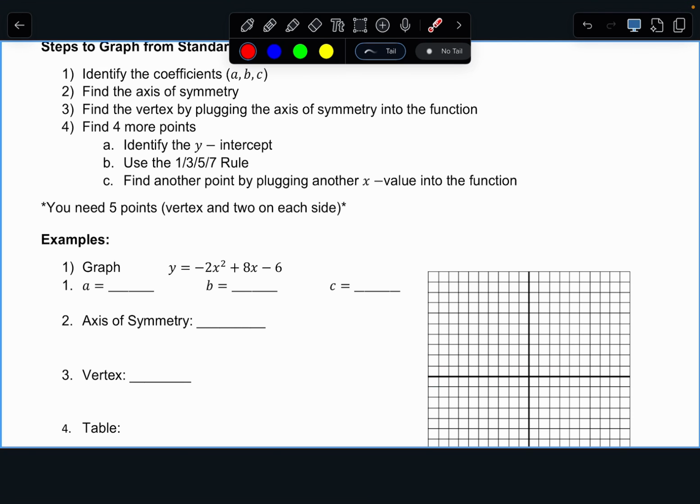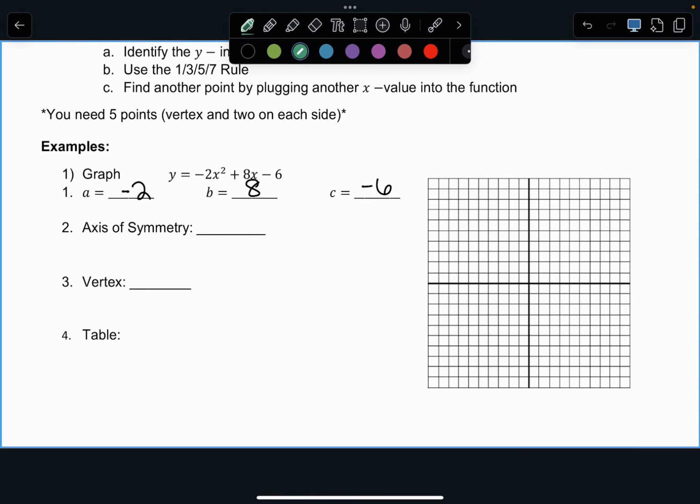So, step 1. Identify all your coefficients. What's A? Negative 2. We're quiet today. A is negative 2. What's B? What's C? Negative 6. What is the one formula I need for standard form? Perfect. Negative b over 2a. So, negative 8 over 2 times negative 2. Negative 8 over negative 4, positive 2.